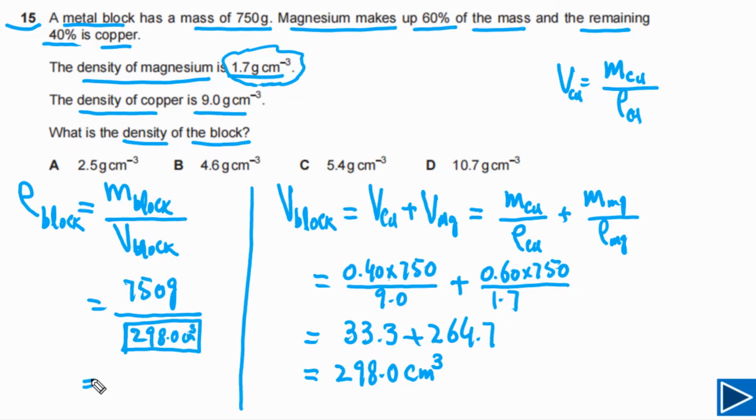Now if we solve for density of the block in this case will be equal to 2.51 grams per cubic centimeters. Up to 2SF we can simply write down this is 2.5 grams per cubic centimeters. So this is our final answer. So option A is correct for this question. So you need to understand the approach. It's very important. The method, the way you approach problem is very important.